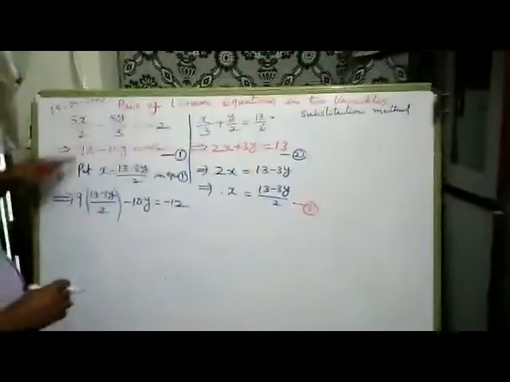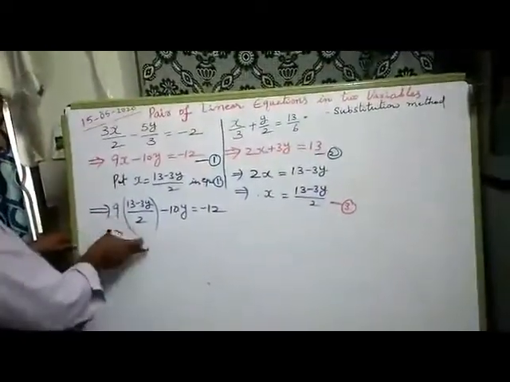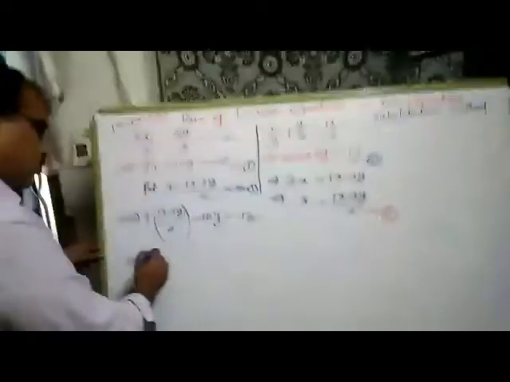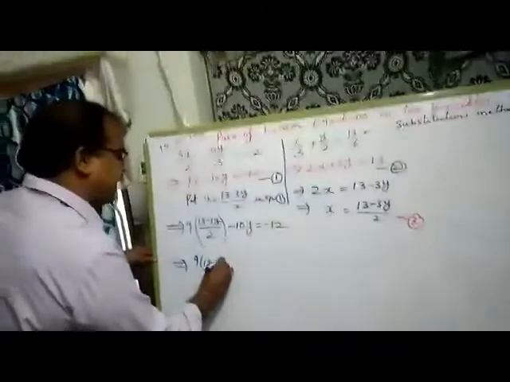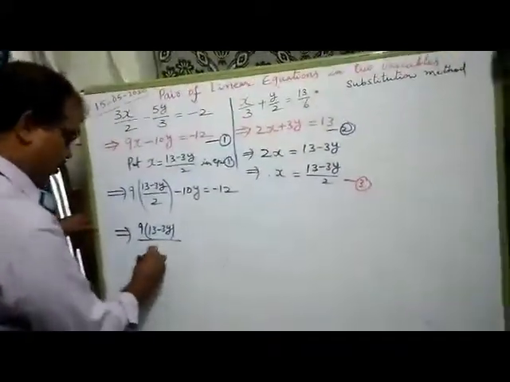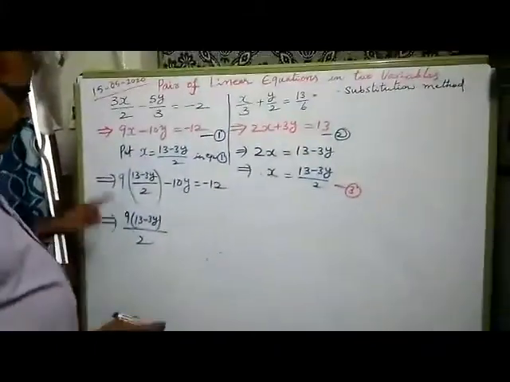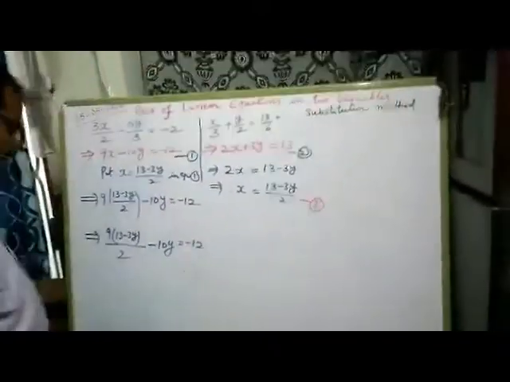Carefully, 9 only. The x value I substituted: 13 minus 3y by 2, minus 10y is equal to minus 12. That implies multiplication of fractions, 9 by 1 into 13 minus 3y by 2. So 9 into 13 minus 3y, it is a binomial, that's what we should write in brackets by 2, minus 10y is equal to minus 12.